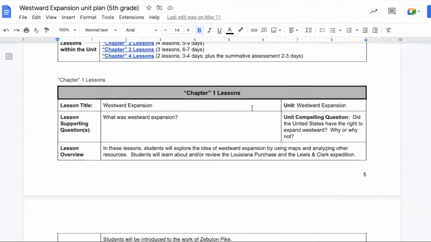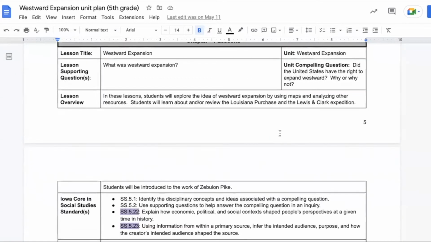Chapter 1 is all about westward expansion, and we're using supporting question 1, what was westward expansion. So students are going to explore this concept using maps and analyzing other resources. They will also learn about or review the Louisiana Purchase and the Lewis and Clark expedition. Students probably learned about these topics in 3rd grade, but will need a review. Students are also going to learn about another explorer named Zebulon Pike.